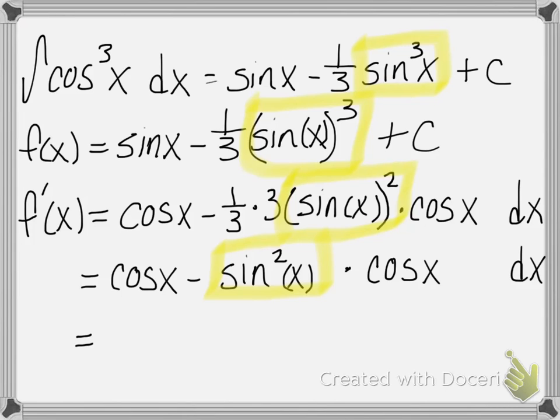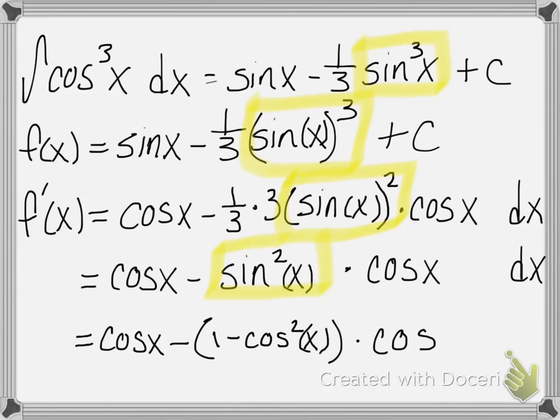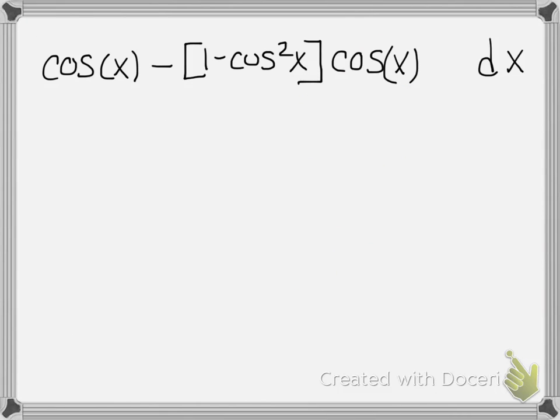So that's going to be equal to cosine x minus, and we said that sine squared x is just 1 minus cosine squared x, and that's times cosine x. Okay, and that's still dx. So now we're going to go to the next slide. Alright, so that brings us to here. If you remember, we said that this value was just sine squared x.